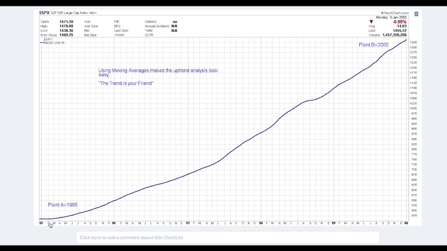Now, this is 1995. I'm showing a historic trend that was one of the most powerful trends I've ever experienced in my investing career. Now, if you look at the idea that the trend is your friend, you can see here how easy it would have been to have stayed put between point A and point B. And if you were able to do that, you made a substantial return on your portfolio.